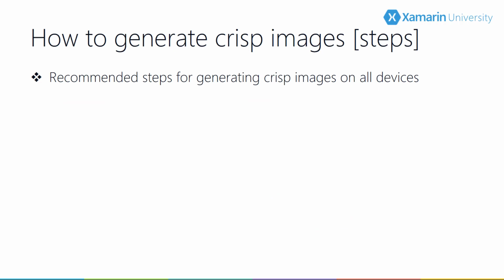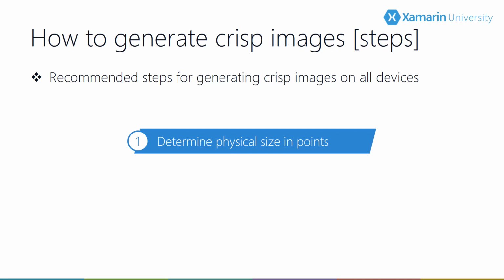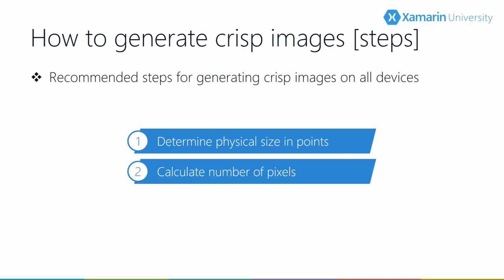So there are some steps and general recommended advice that you can follow to help create crisp images on all iOS devices. First, step one is you want to determine the size in points. So you go into your UI, your storyboard, you design the control using points. Then step two is you want to calculate the number of pixels.